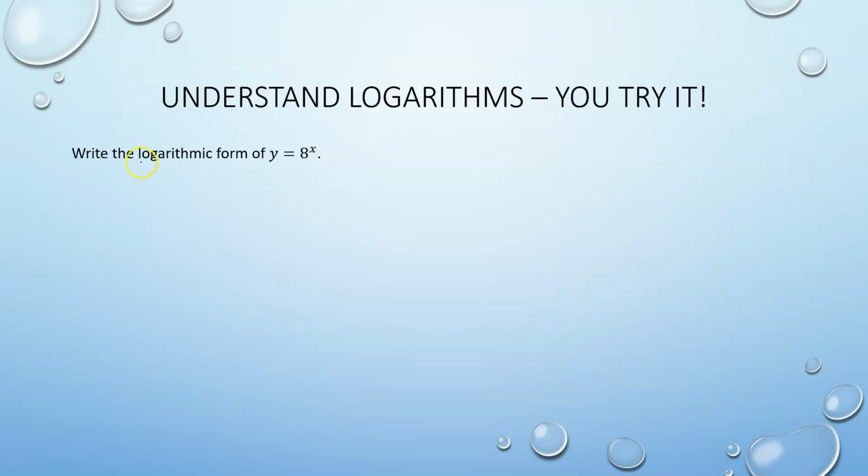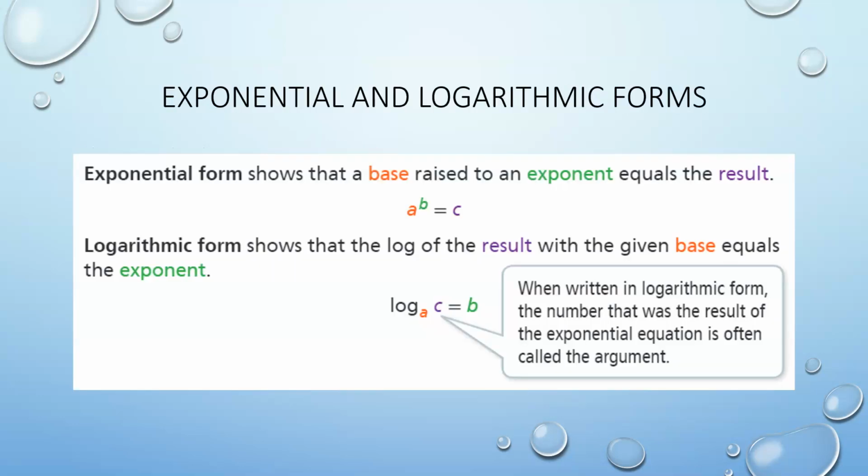All I want you to do is write the log form of y equals 8 to the x. Hopefully what you got is log base 8 of y equals x. So log form, log base 8 of y equals x. The base becomes the base down here, and then the exponent is by itself. That's how I remember it. Different teachers have different strategies to help you understand the conversion, so your teacher might have some other suggestions as well. So that's exponential and logarithmic form.